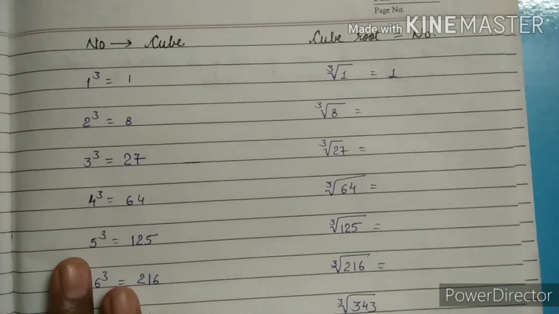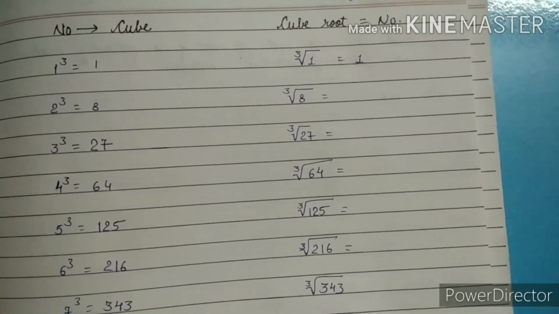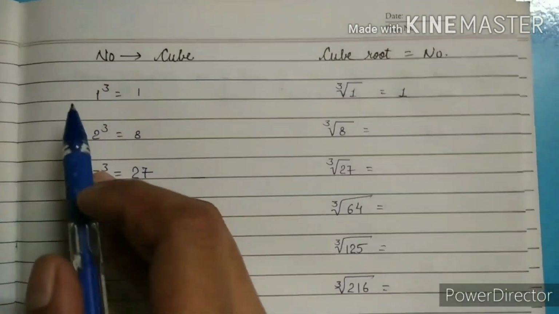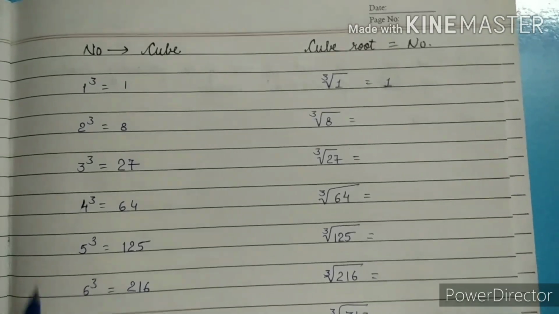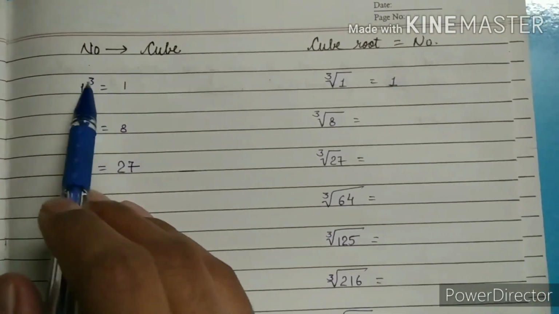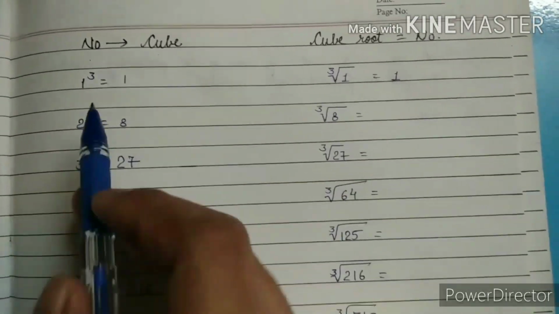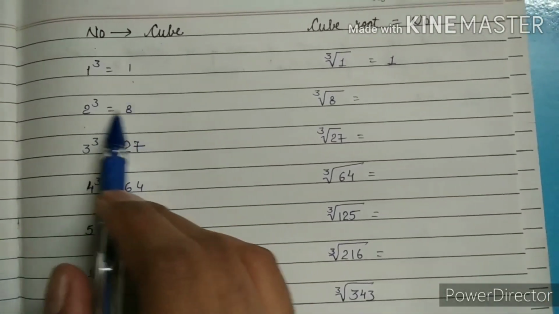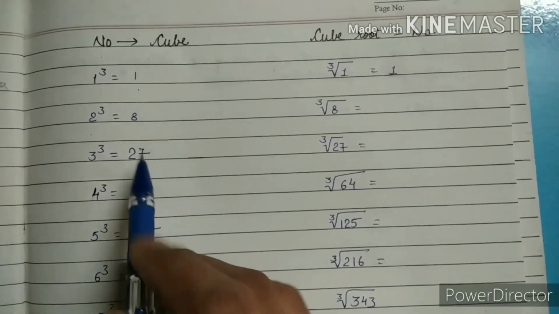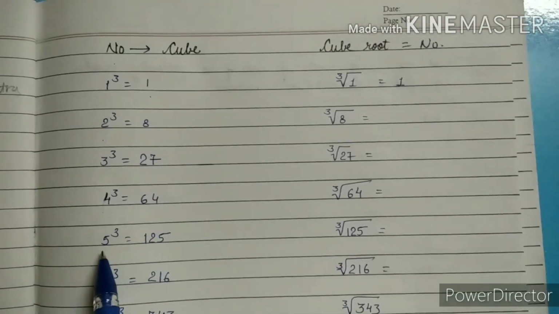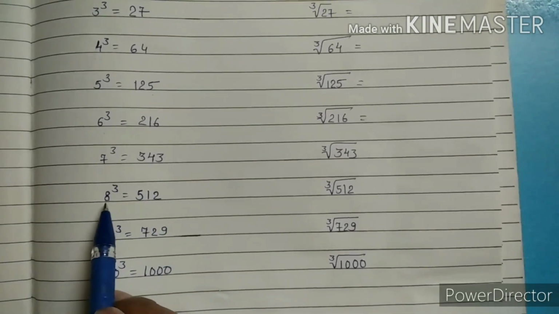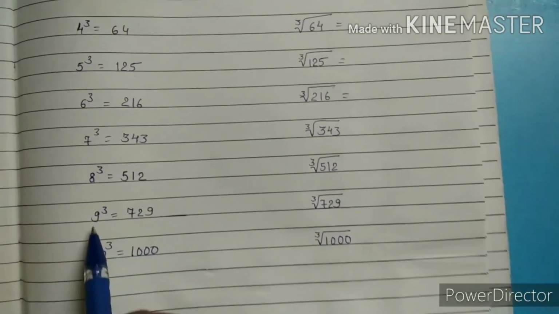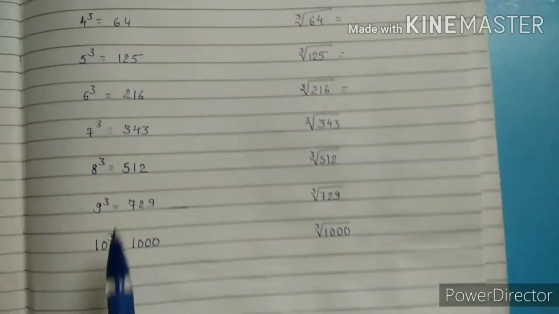In this video we will begin our exercise 7.2 of class 8th. Before starting the exercise, we will see some terms that we will use in the exercise. Here we have the number and here we have the cubes of the number. So 1 cube is 1, 2 cube is 8, 3 cube is 27, 4 cube is 64, 5 cube is 125, 6 cube is 216, 7 cube is 343, 8 cube is 512, 9 cube is 729 and 10 cube is 1000.